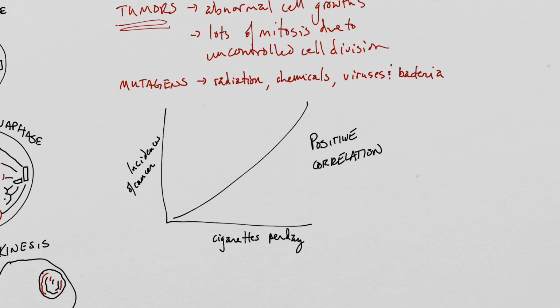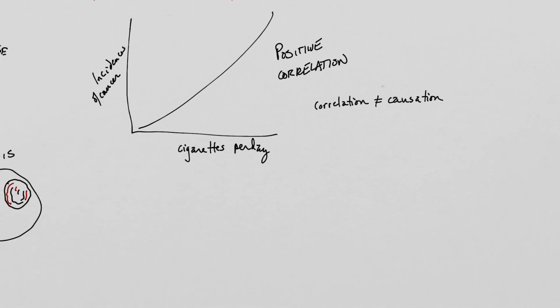Remember that correlation doesn't prove causation. This means that the only thing that we can say on this graph is that there is a correlation between the two, but then it opens up the question, okay, well then, do cigarettes cause cancer? And a lot of research has been done to that, and the answer is unequivocally yes.